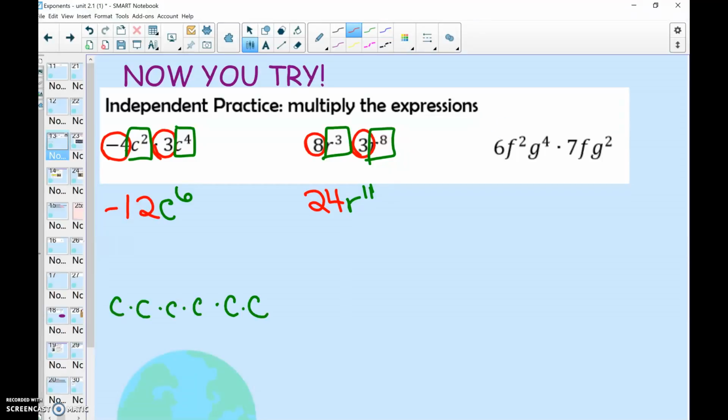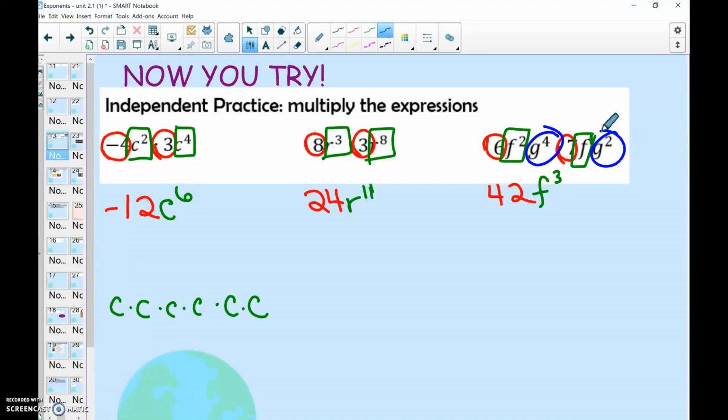Last one, again, make sure you started with your coefficients. 6 times 7 is 42. And this time we've got 2 different sets of base variables, so it's going to be a little bit trickier, but not too complicated. We've got f to the 2nd power, and then this is really f to the 1st power. Remember, you add up the exponents, so this is f to the 3rd power. Make sure you pay attention to the fact that this is a 1. I know there wasn't anything written there originally, but if it's by itself, that's just a 1.